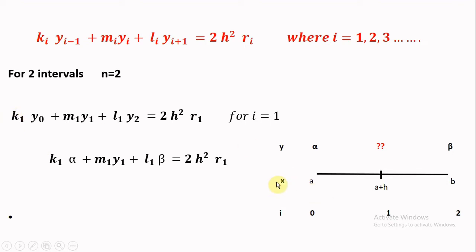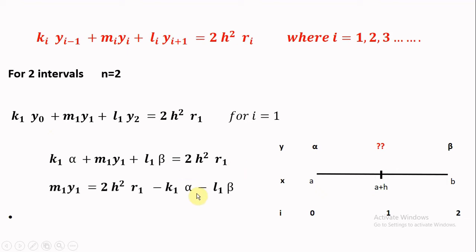Now we know that the value of y at x equal to a, or I equal to 0, means y0. Y0 is the value of y at x equal to a, which we know from the boundary condition is alpha. So we can put y0 as alpha. Then we will have m1 y1 and then l1 y2. Now what is y2? Y2 is the value of y at x equal to b, which we know from the boundary condition again is equal to beta.